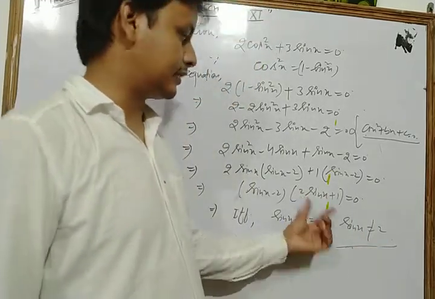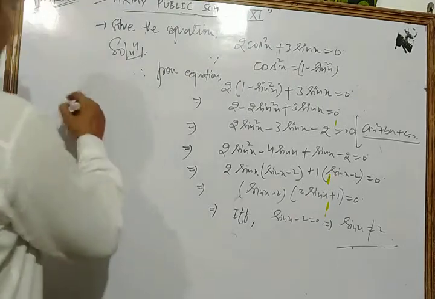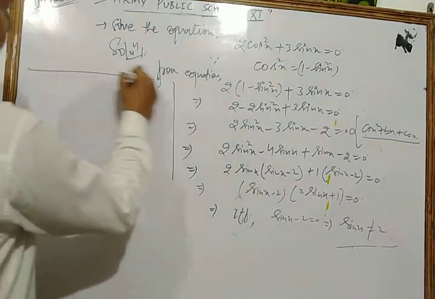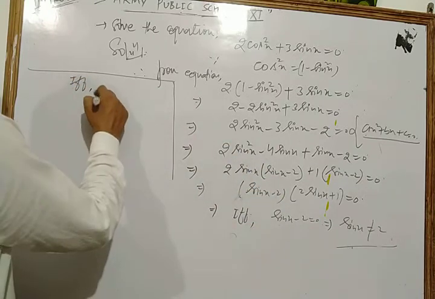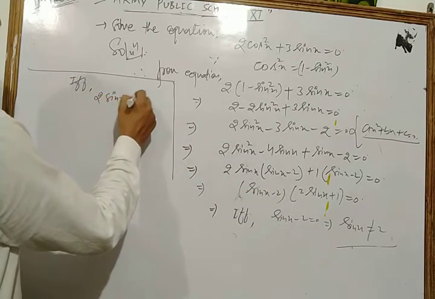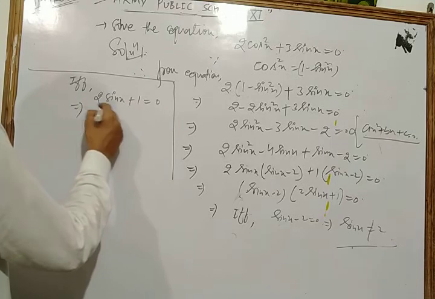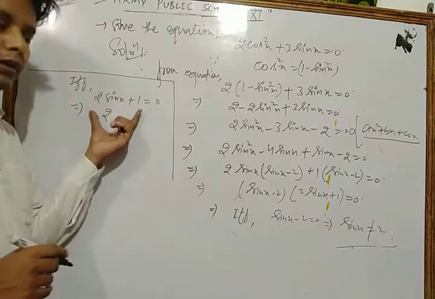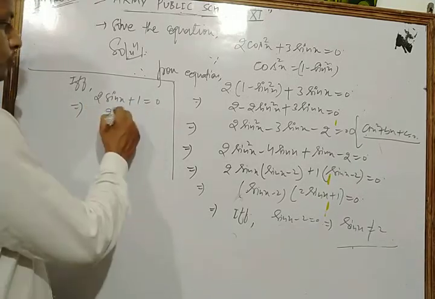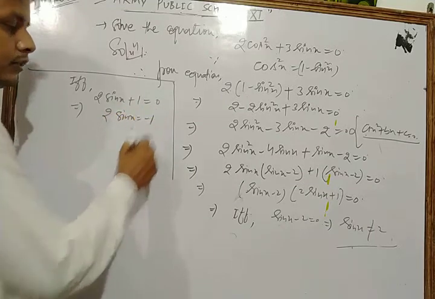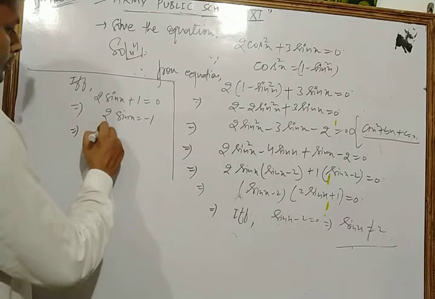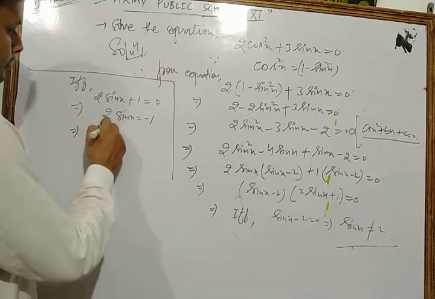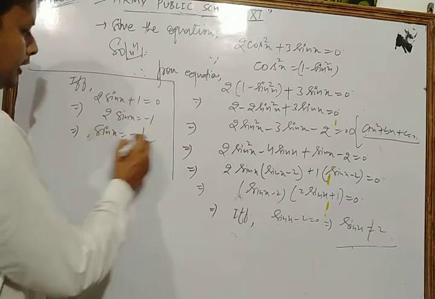Now again we take this. If we take 2 sin x plus 1 is equal to 0, then we get 2 sin x is equal to minus 1. So we have sin x is equal to minus 1 by 2.